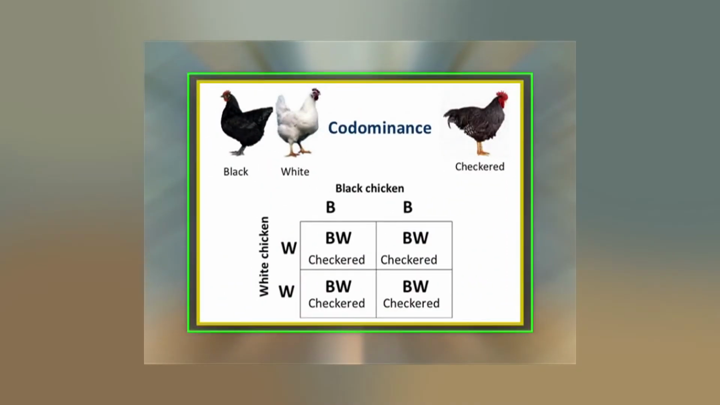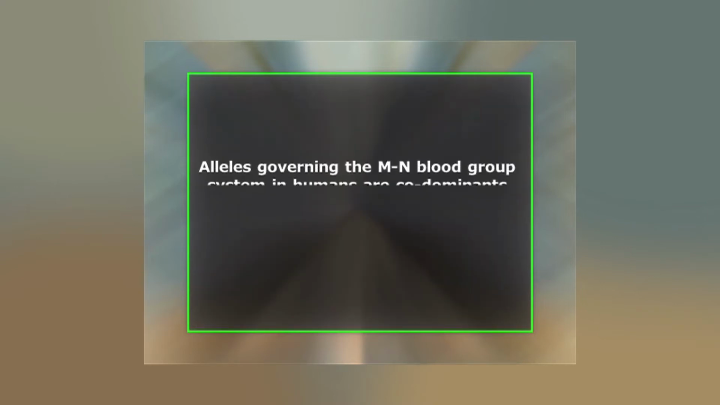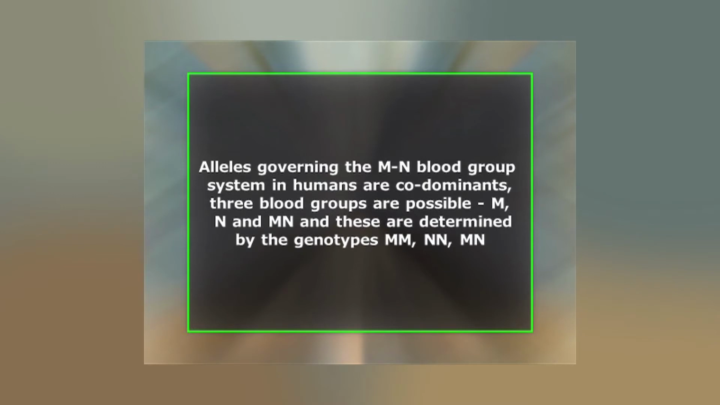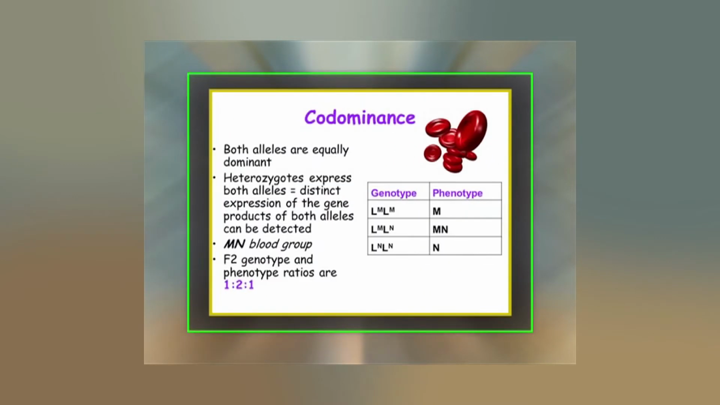It's the phenomenon of two alleles lacking dominant recessive relationship, and both express themselves in the organism. For example, the alleles governing the MN blood group system in humans are codominants. Here, three blood groups are possible, M, N, and MN, and these are determined by the genotypes MM, NN, and MN respectively. Blood groups actually represent the presence of an immunological antigen on the surface of RBCs. People of MN genotype have both antigens.